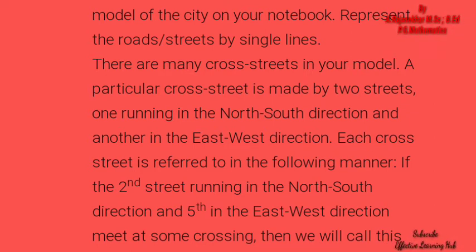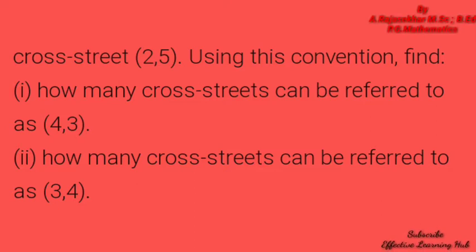Represent the roads, streets by single lines. There are many cross streets in your model. A particular cross street is made by 2 streets, one running in the north-south direction and another in the east-west direction. Each cross street is referred to in the following manner: if the second street running in the north-south direction and fifth in the east-west direction meet at some crossing, then we will call these cross street (2, 5). Using the convention, find how many cross streets can be referred to as (4, 3).